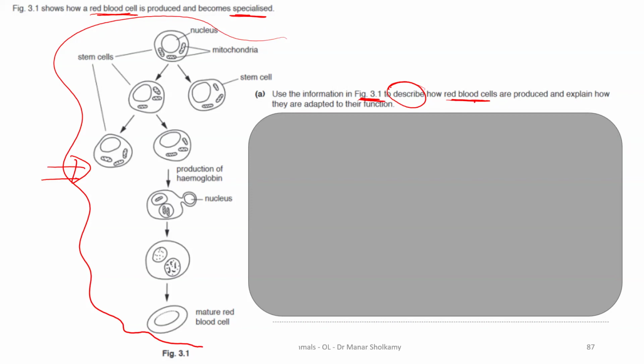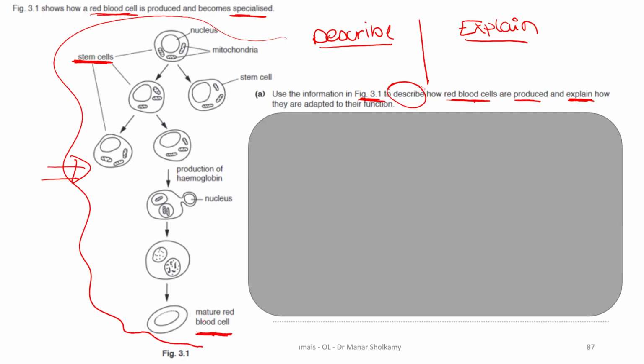So let's do it together. Use the information to describe how red blood cells are produced and explain how they are adapted. This question is out of 4 marks, divided into 2 parts: the describe part and the explain part. Now look at the picture and describe. How will you describe what is happening? We started with stem cells and then we ended with red blood cells.